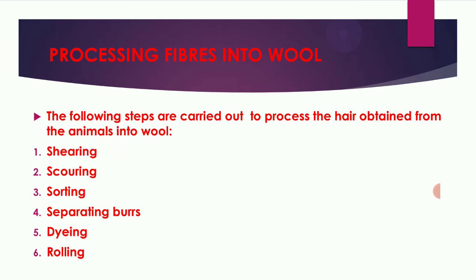Next, after removing the hair, the next step is to wash it with detergent. That is called scouring. It means washing the hair with the detergent so that we can remove the dirt, grease and sweat. That step is called scouring.